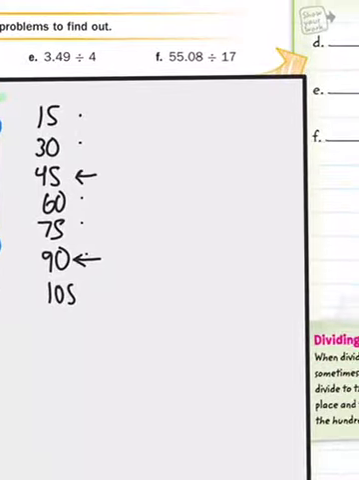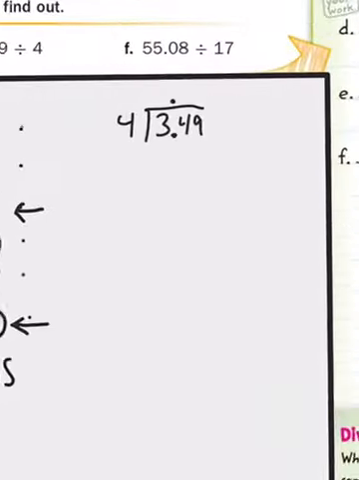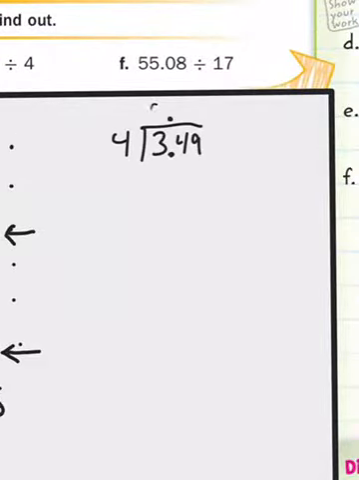All right, are you ready for E? So in problem E, let me do that here. I have 3.49 divided by 4. And you could do a counting by 4 list if you want. I'm not going to do one for this one. So I know 4 does not go into 3. But 4 will go into 34 8 times. And 8 times 4 is 32.